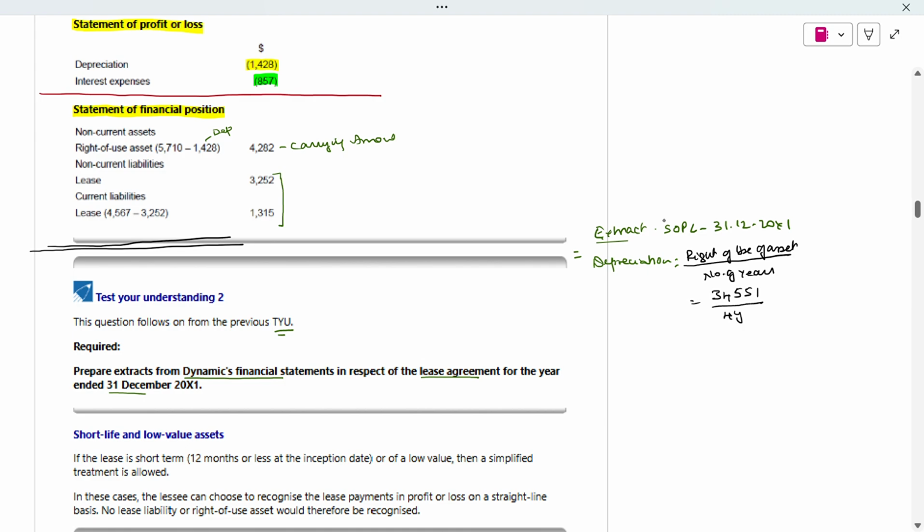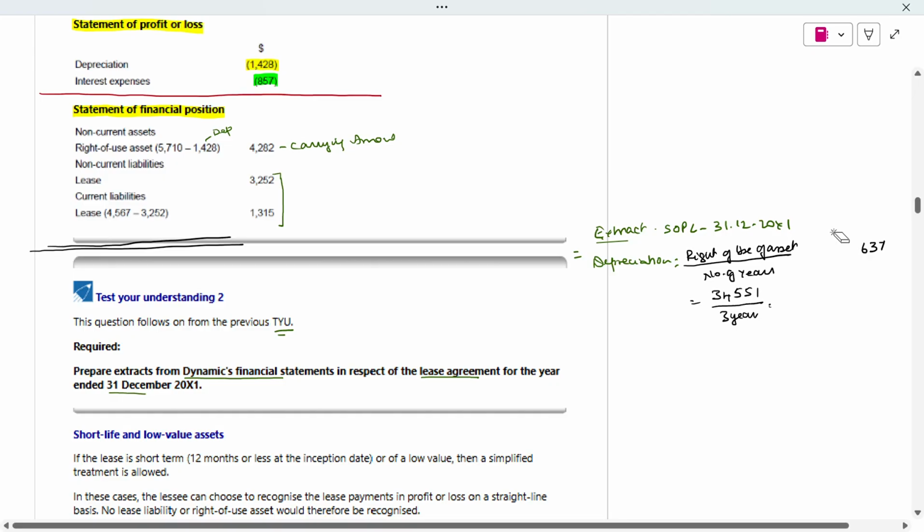34,551 divided by 3 years. For how many years have we taken it? We have taken it for 3 years. It will be 8,637, or we can make it 8,638, it's up to you. Check again, 3 years. It is not 4 years.